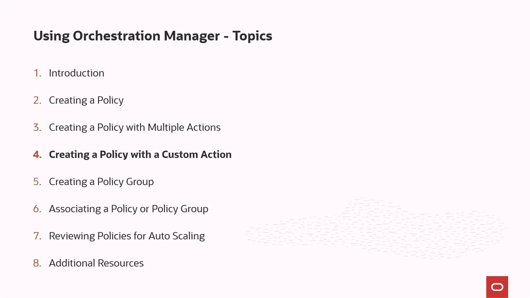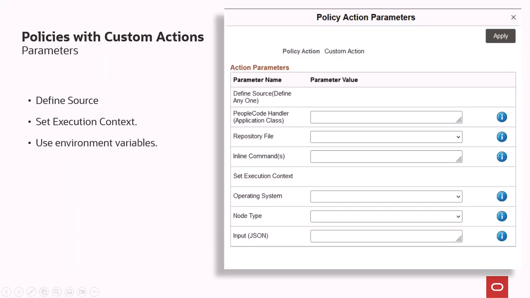In addition to using the predefined policy actions such as Add Node and Backup, you can use custom actions when defining policies for both environments and repository artifacts. Define the behavior of the custom action on the Policy Action Parameters page. First choose a source, either PeopleCode Handler, repository file, or inline commands.